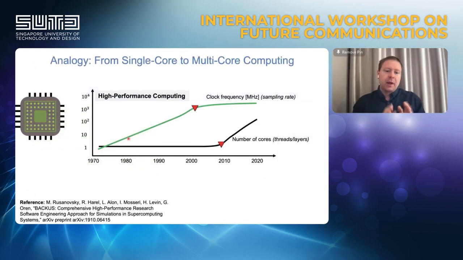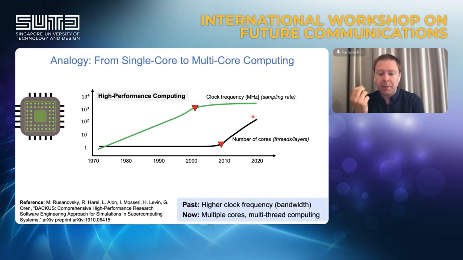And before I end, I would like to provide you with some kind of analogy to computing. So in high-performance computing, over time, we used to increase the clock frequency. So you can see here, we went through megahertz ranges, and then we reached like 1 gigahertz around the year 2000. And then we started to saturate. So we were not improving the computers anymore by getting a higher and higher sampling rate or clock frequency. What did we do instead? Well, we started to eventually use multiple cores instead. And that is the main thing now. If you buy a new computer, you want to have more cores. And the clock frequency will still be a few gigahertz.